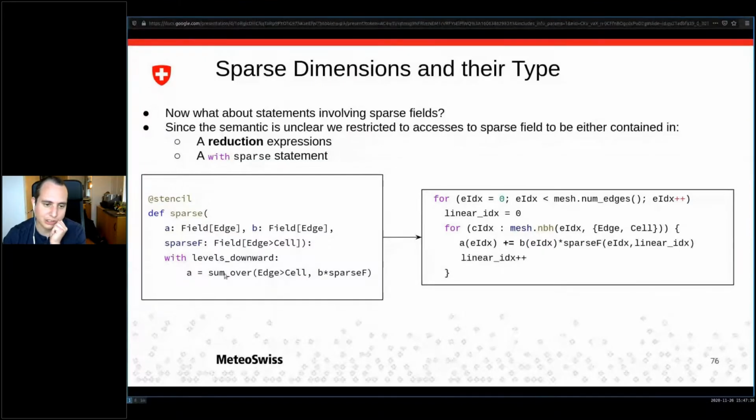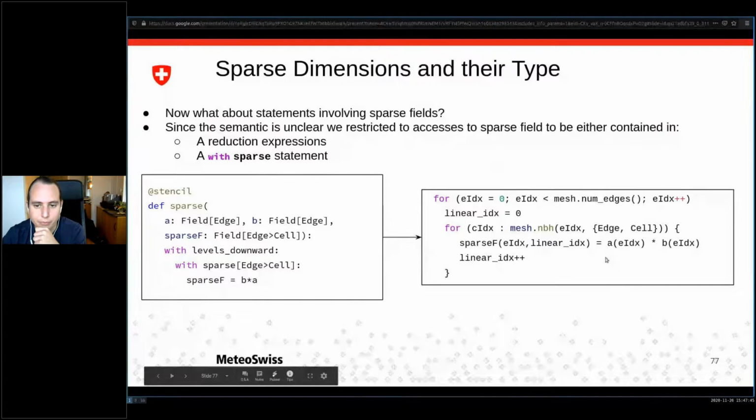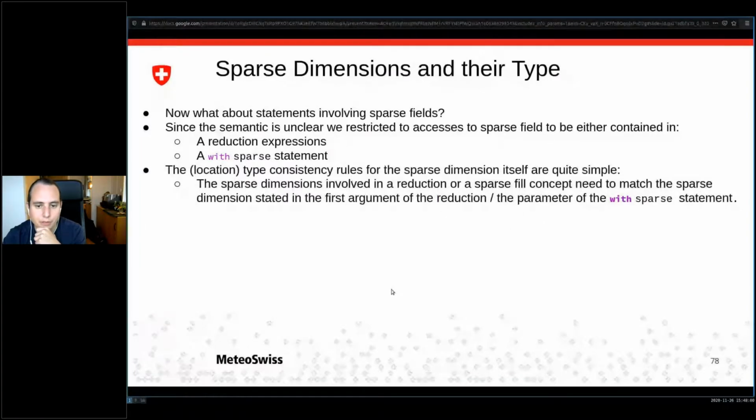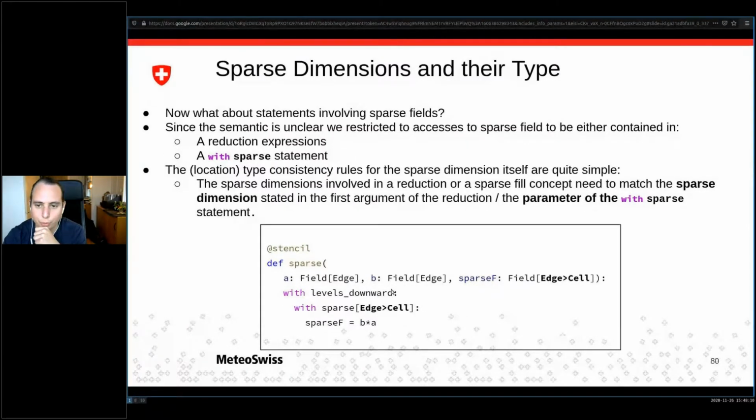And here also the intention is clear. We're saying sum over, so we generate a sum. The same goes for the with sparse statement. With sparse statement implies that we want to fill, so we generate an assignment. And again, we can type check that the sparse field has the same neighbor chain as the with sparse statement. So the semantics are completely clear and we generate meaningful code. Yes, this is just reiterating what I just said, because I forgot that I have separate slides for this argument, but I think that's clear either way, right?